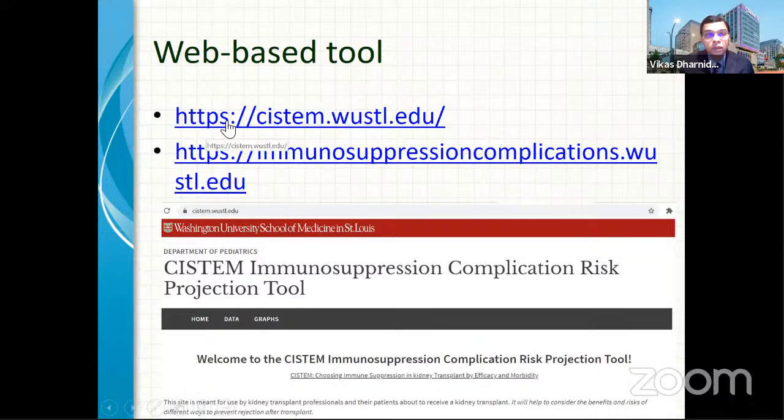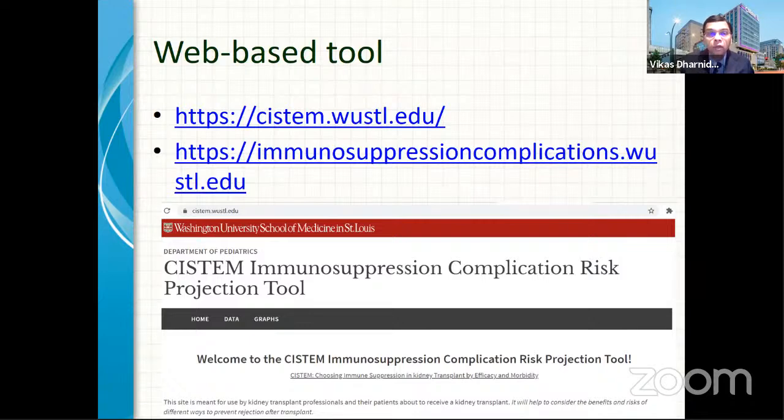And these are sites that you have to put the HTTPS. Without the S, it doesn't actually come up. But if you do put that in, then you will see a web page that looks like this with this title. It is hosted through my pediatrics department, but all the data that I've shown you was derived entirely from adults. All the work was entirely adult kidney transplant based.